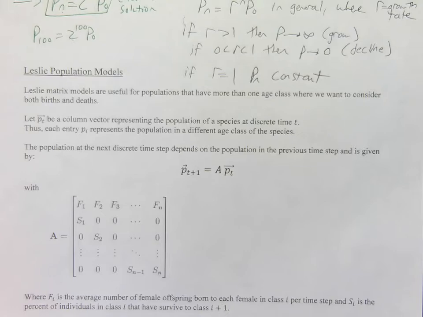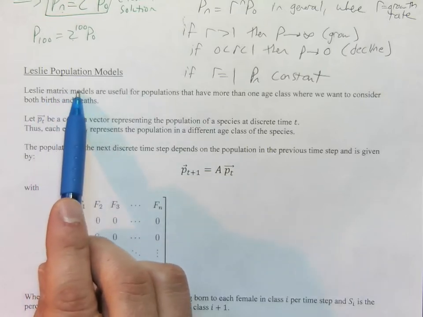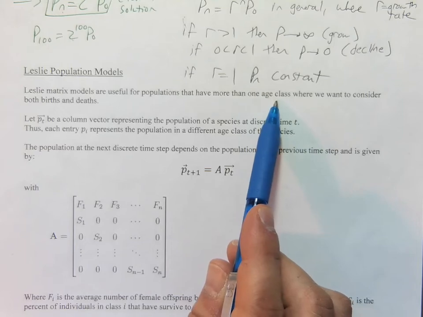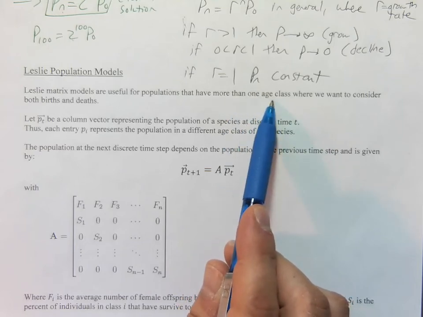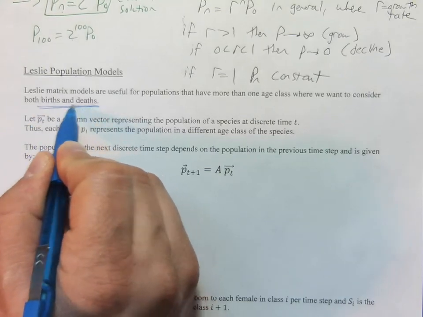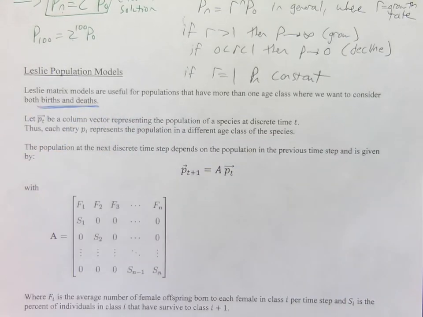The key thing about these Leslie matrix models is they're useful for populations that have more than one age class. And we usually want more than one age class because we're considering both births and deaths. For example, if you think about babies versus teenagers versus adults, each one of those classes gives birth at a different rate, and they also die at a different rate. So we break them up into classes to capture those differences.